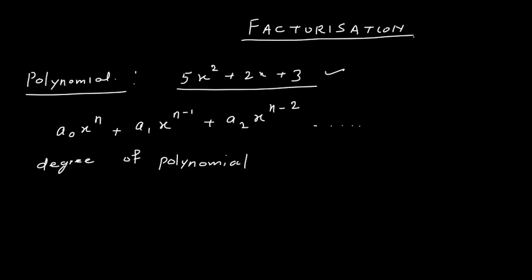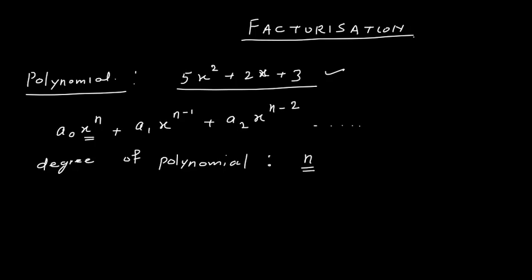Now this is an example of a polynomial with variable x. This x is called a variable. Variable means something which can take different values. We don't know what the value of x will be right now, but it can take different values like 3, 4, 5. And the degree of the polynomial is the highest power of x. So the highest power of x in this equation is n.